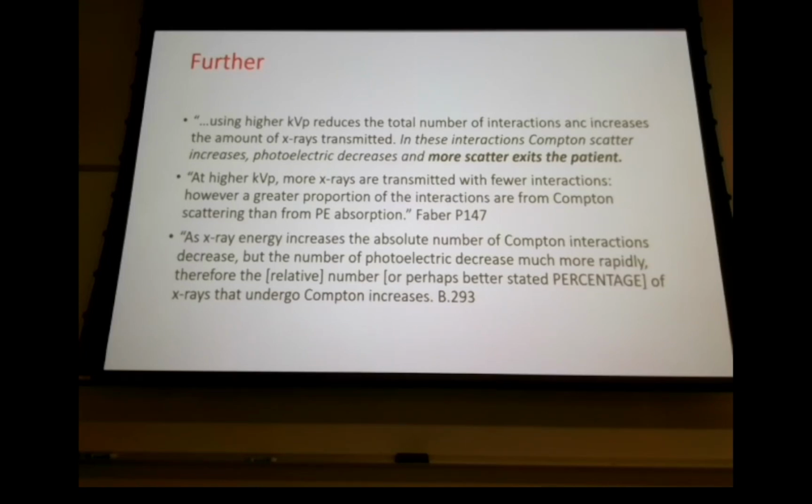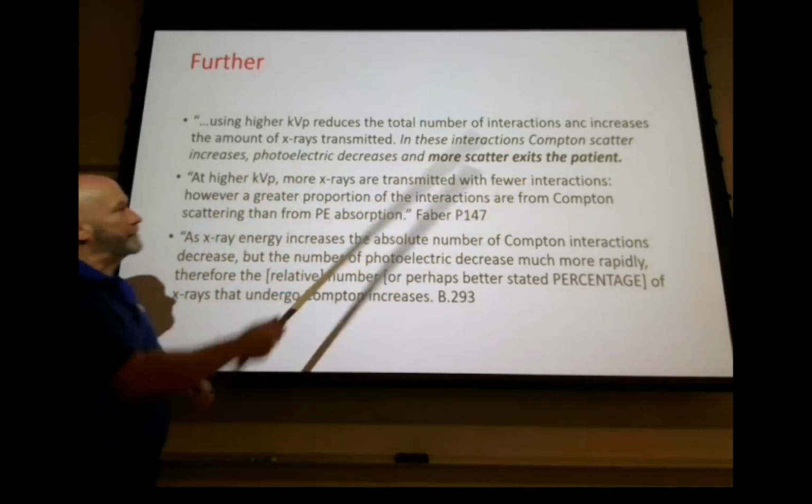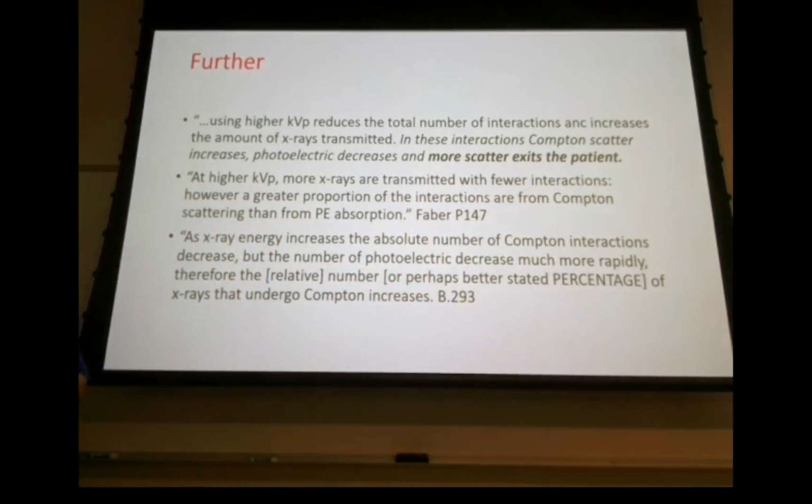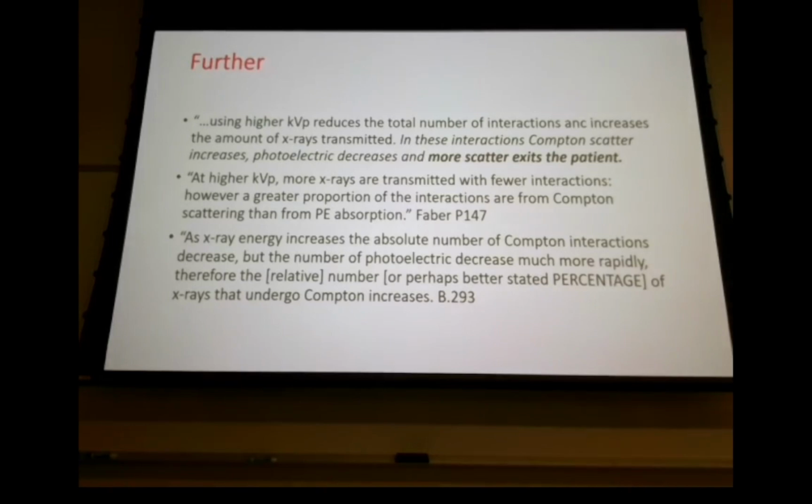So using higher kVp reduces the total number of interactions and increases the amount of X-rays transmitted. In these interactions, Compton scatter increases, photoelectric decreases, and more scatter exits the patient. And that's the key, it's not so much that the Comptons truly increased in number, it's just that they exited the patient. At higher kVp, more X-rays are transmitted with fewer interactions. This is out of Fauber.